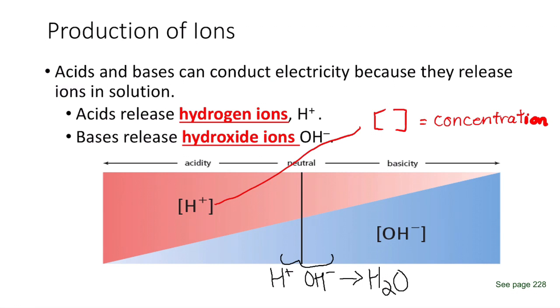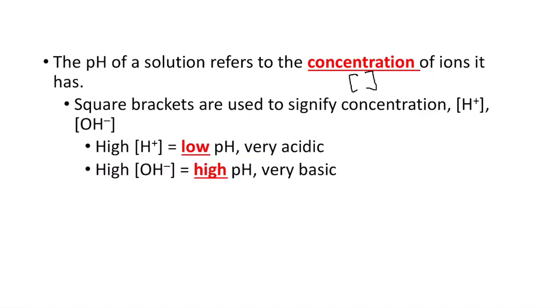And then it's important to know that if you combine hydrogen ions with hydroxide ions, it forms water, which is where that neutralization occurs. The pH of a solution refers to the concentration of ions it has. Again, those little square brackets symbolize concentration. So square brackets are used to signify concentration, for example, the concentration of hydrogen ions and the concentration of hydroxide ions.